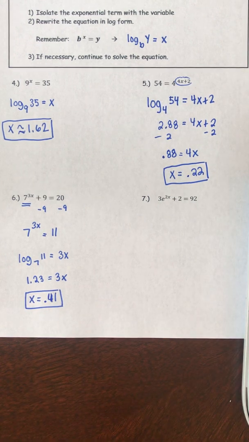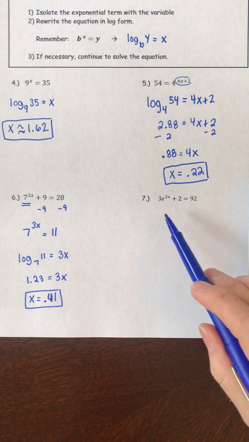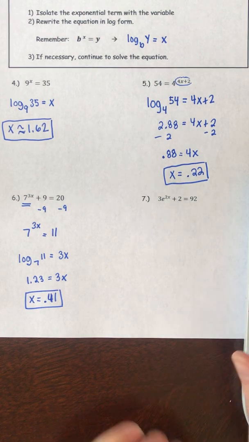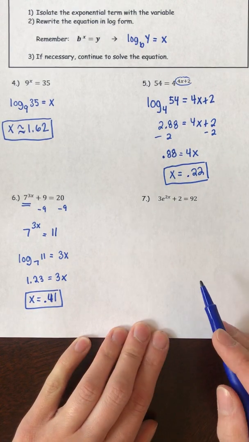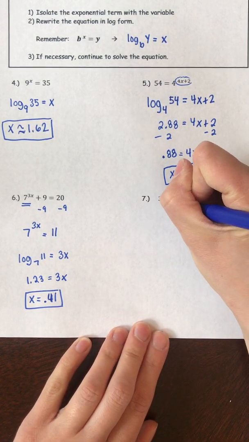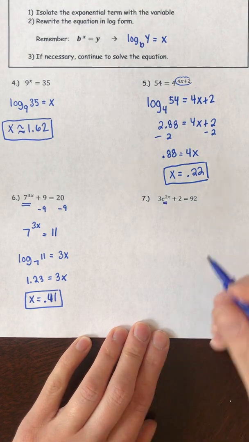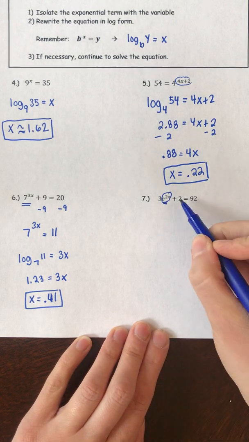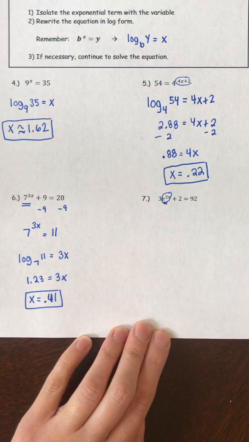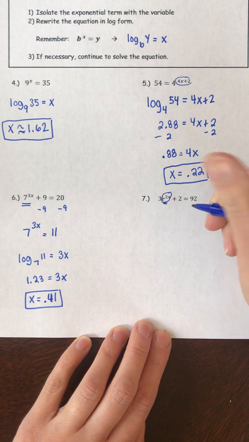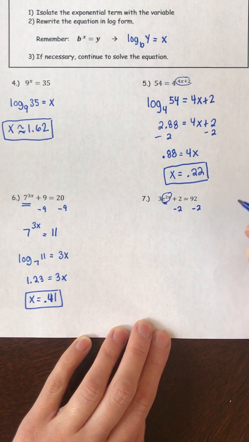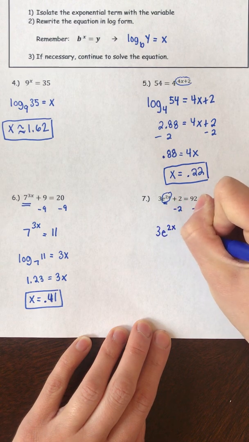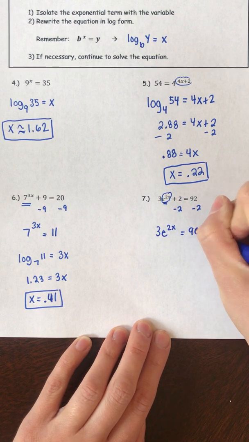And one more example, solving exponential functions. I have 3e to the 2x plus 2 equals 92. So I've kind of got a little bit more going on here. This is the term that has the exponent, just the e to the 2x. So I need to get rid of the 2 and the 3 out front. So just like you were solving a normal equation, the first thing you want to do is subtract 2. So I have 3e to the 2x is equal to 92 minus 2 is 90.